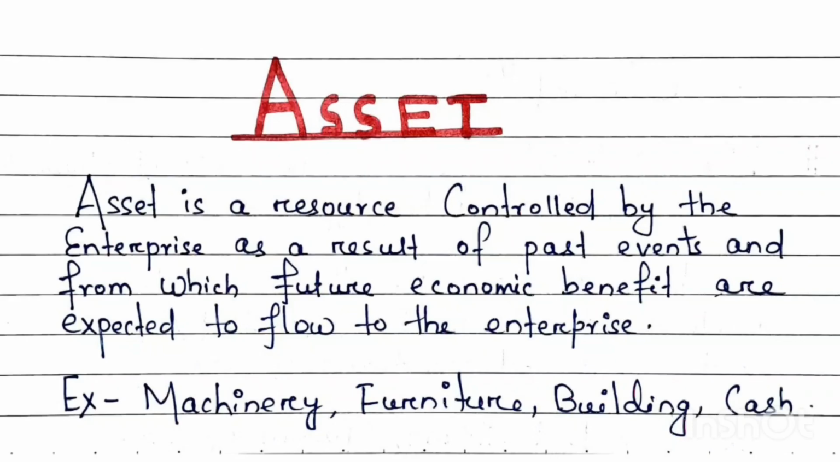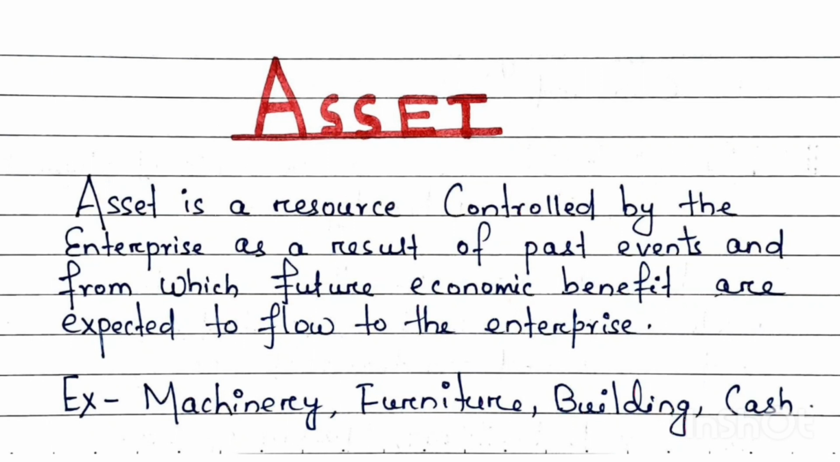Now let us know the meaning of asset. Asset is a resource controlled by the enterprise as a result of past events and from which future economic benefits are expected to flow to the enterprise. Example: machinery, furniture, building, cash. So these are some assets.